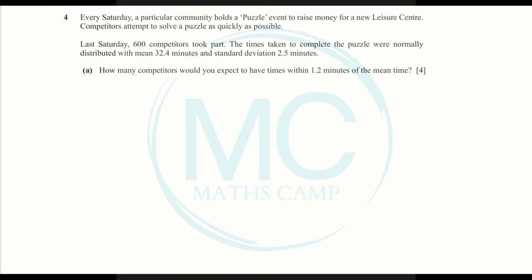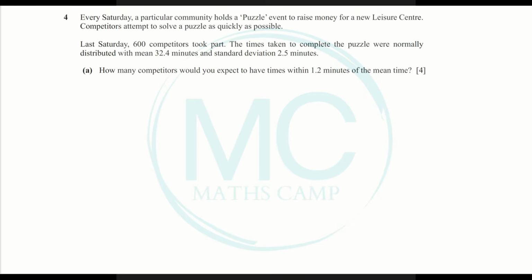Question 4 says, every Saturday, a particular community holds a puzzle event to raise money for a new leisure centre. Competitors attempt to solve a puzzle as quickly as possible. Last Saturday, 600 competitors took part. The times taken to complete the puzzles were normally distributed with mean 32,4 minutes and standard deviation 2,5 minutes. Part A says, how many competitors would you expect to have times within 1,2 minutes of the mean time?